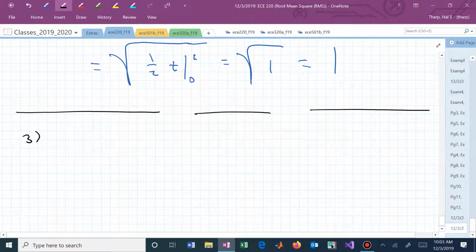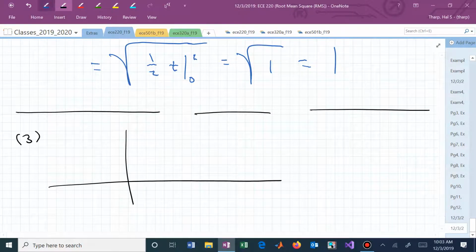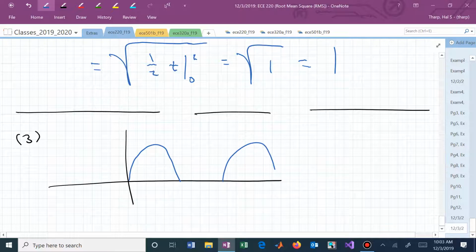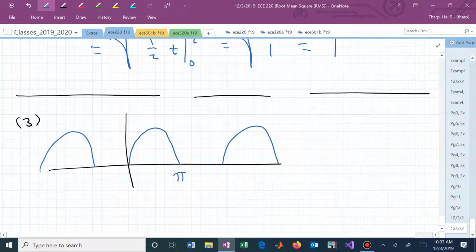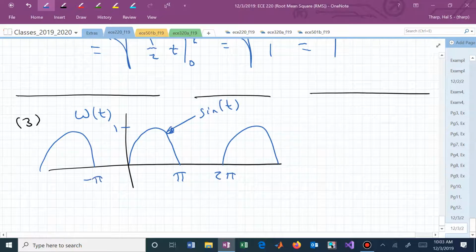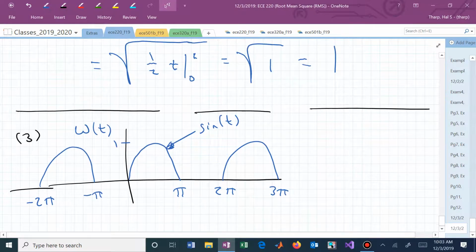Suppose we now look at this waveform. Let's call it W. It has an amplitude of 1. This is now a sine of t. And you may hear this particular waveform referred to as something.